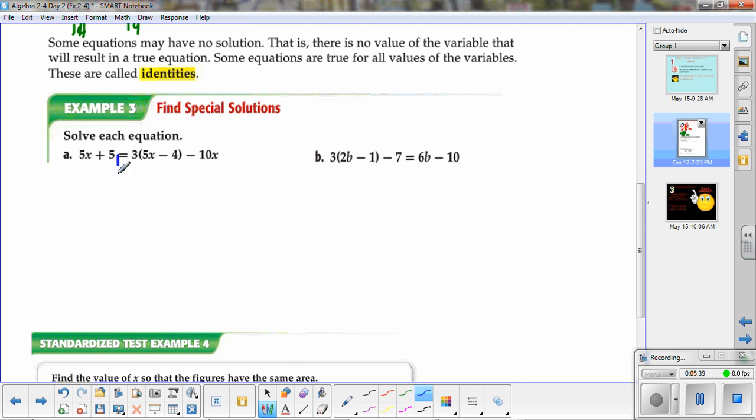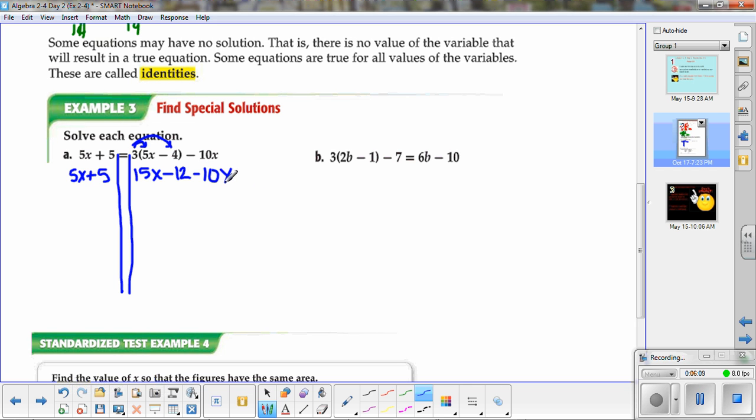Draw your train tracks. They're going to be solved exactly like the two examples above, but something unique is going to happen, and you'll see what I mean in a minute. On the left, it's going to stay exactly as it is. On the right, we're going to do distributive property right here. 3 times 5x is 15x. 3 times a negative 4 is negative 12. And then we also have a minus 10x.